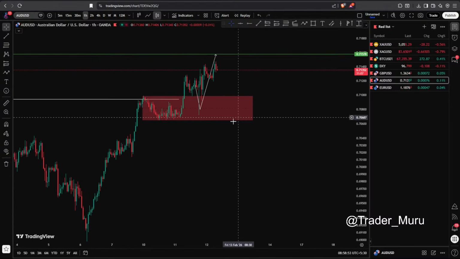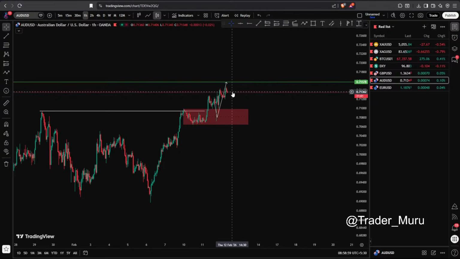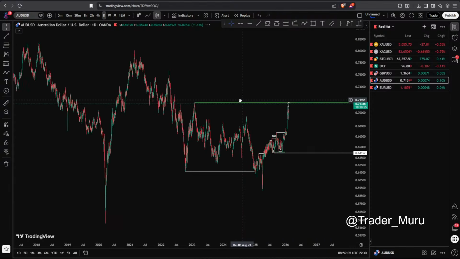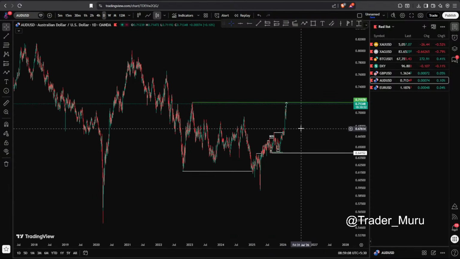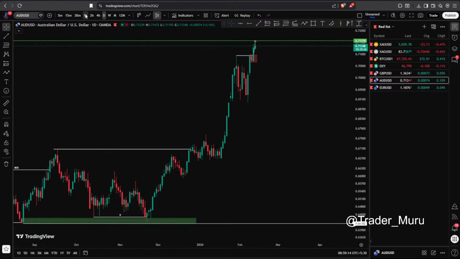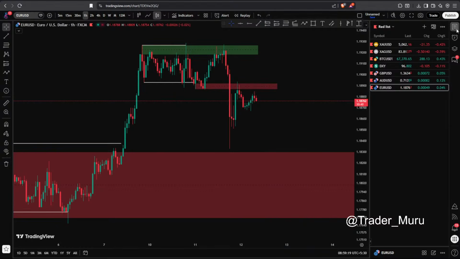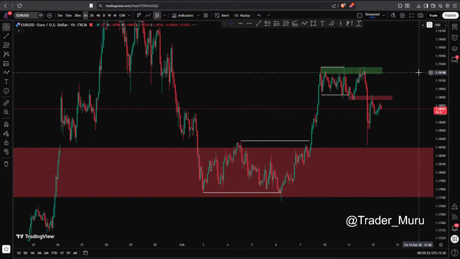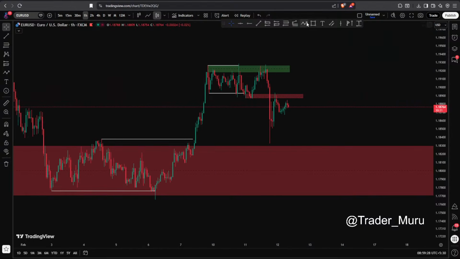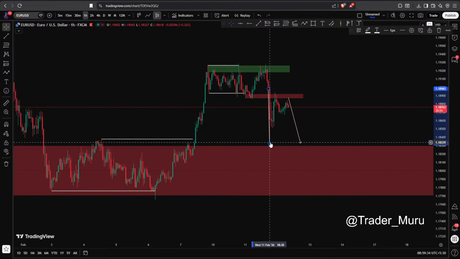AUD completed our yesterday's analysis and is going for this high. After targeting this high, it is a very important resistance area. So we will see some retracement. Euro is also bearish below this resistance zone. We can expect it to drop again and test this area.